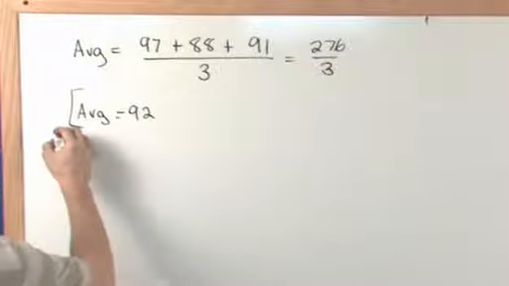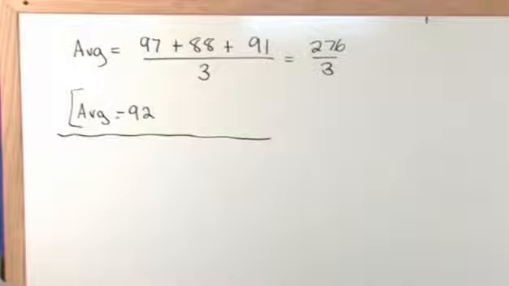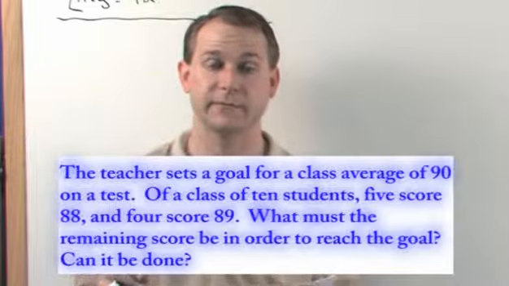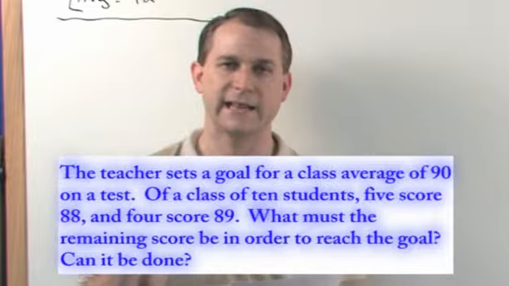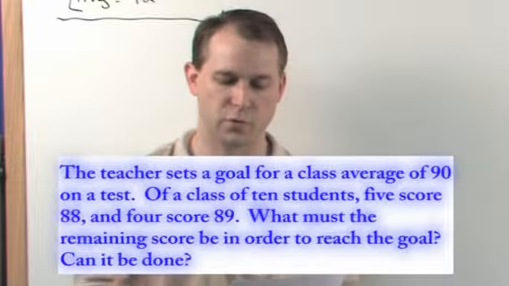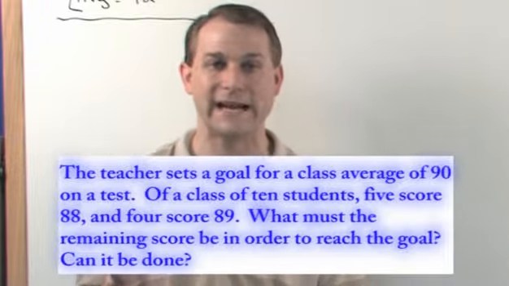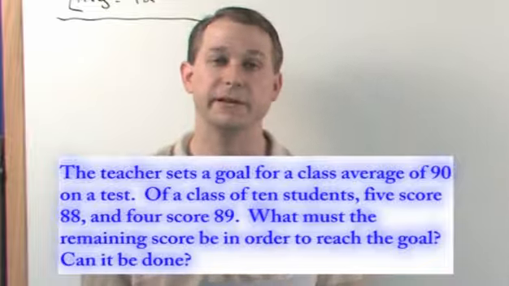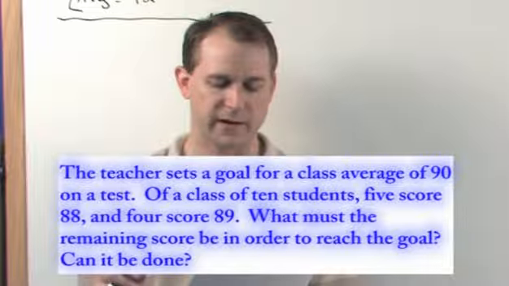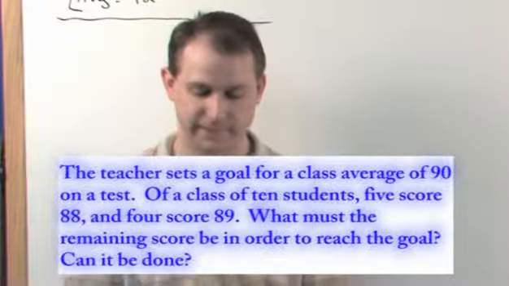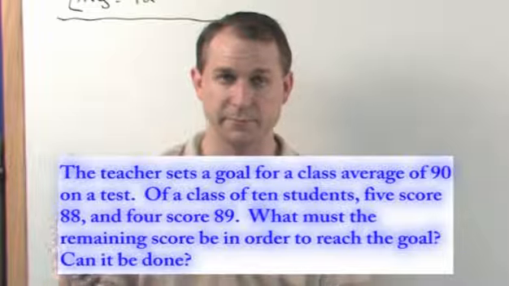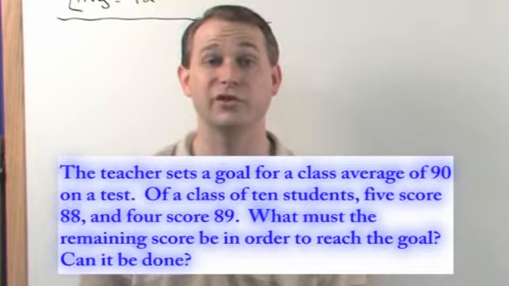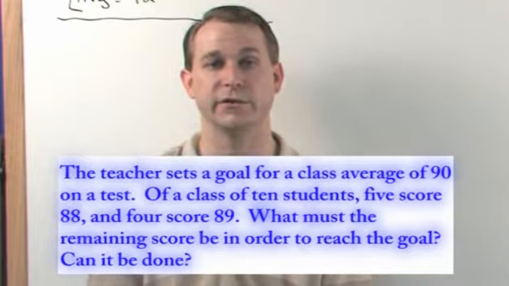Let's go on to something a little bit more challenging. A teacher sets a goal for the class average of 90 on a test. In a class of 10 students, 5 students score an 88, 4 students score an 89. What must the remaining score be in order to reach the goal? Can it be done? That's the other question. So let's read it one more time. There's a class goal of an average of 90 on the test. Out of 10 people, 5 of them score an 88, 4 of them score an 89. What must the last person score to raise the average up to the goal, and can this actually be done?